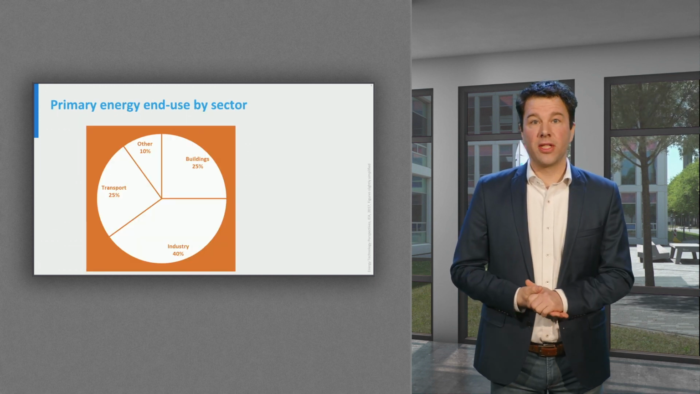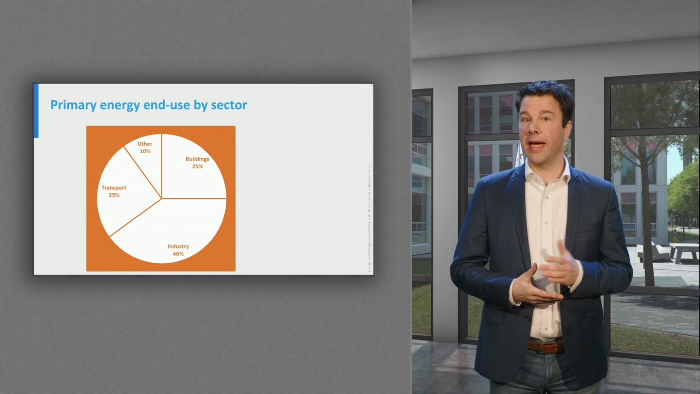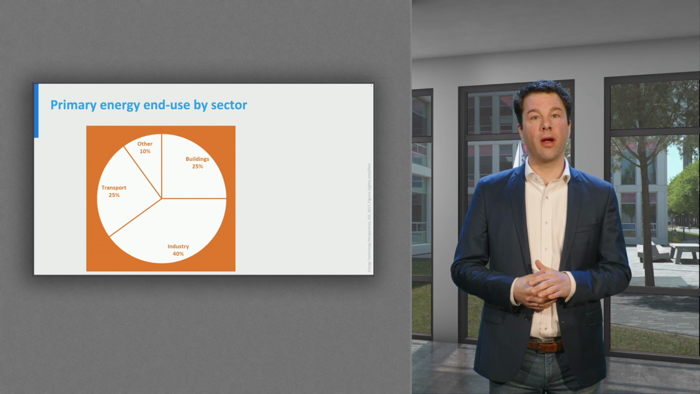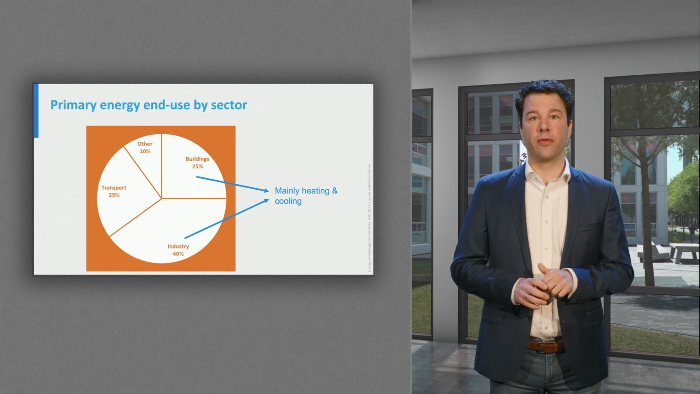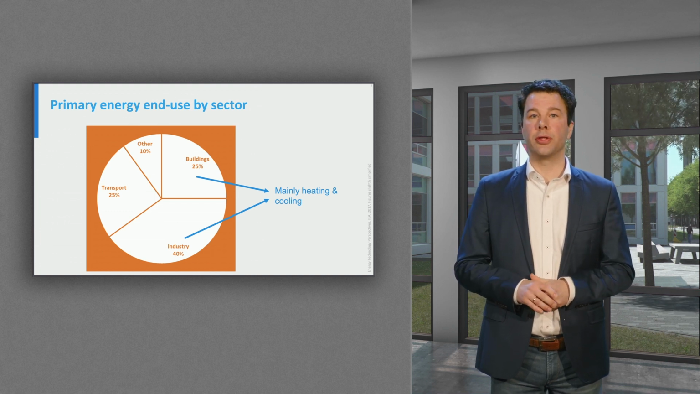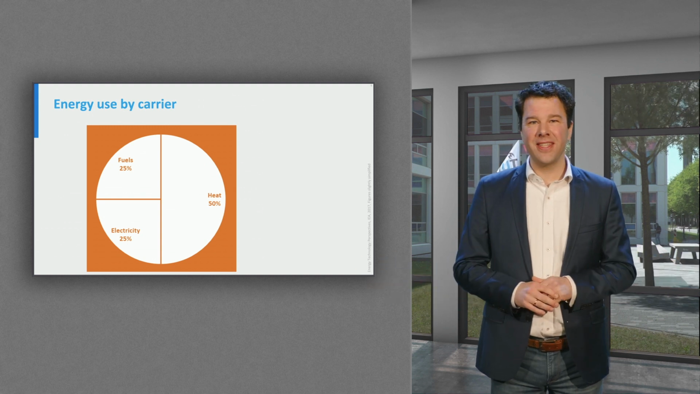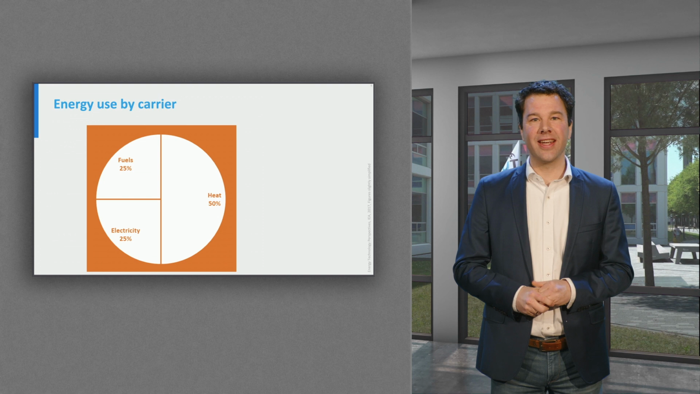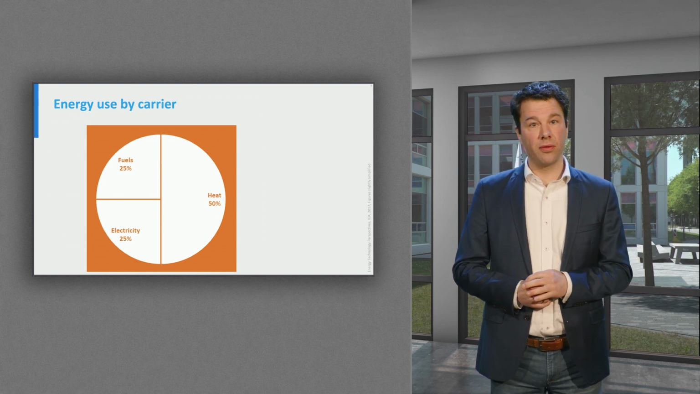Now, where is our primary energy used for? This pie chart shows slightly simplified figures on where we need our primary energy for. Both industry as well as buildings need most of their energy for heating and cooling purposes. All in all, across the world, we need about 50% of our energy for heating and cooling. Please bear in mind that this number may be different for your country.